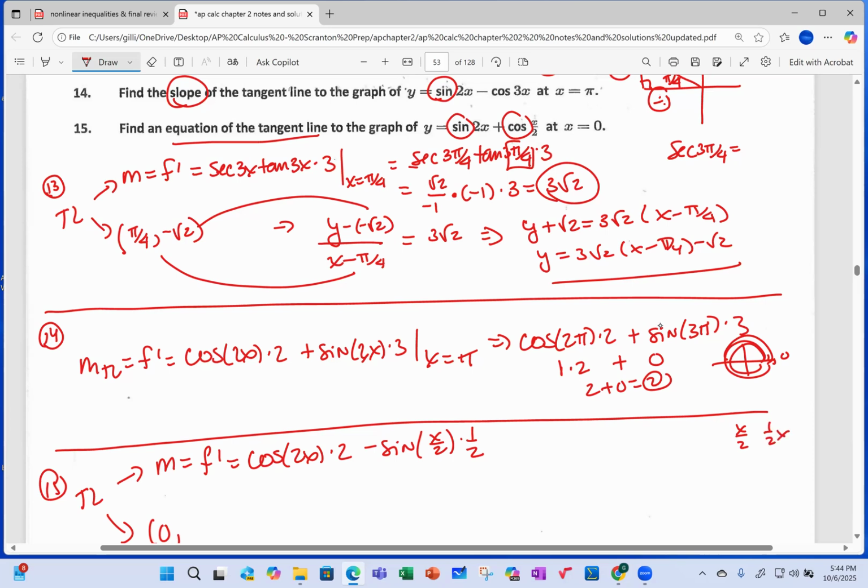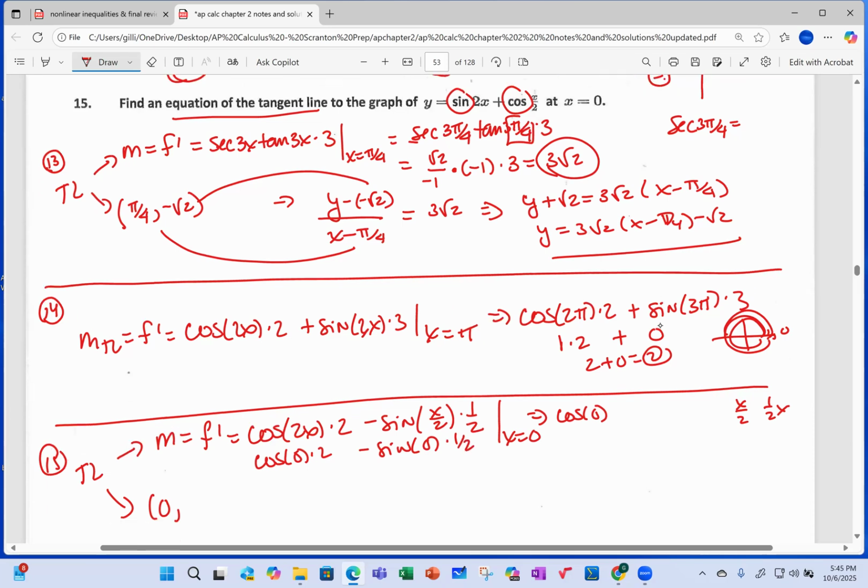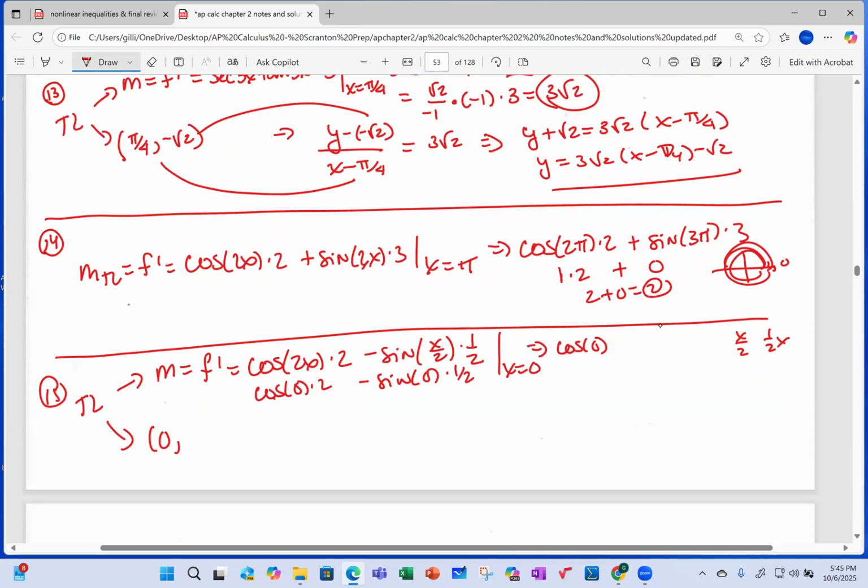I'm just going to replace x with 0 now. And this is going to produce the cosine of 0. I can actually do it right here, I guess, times it by 2. And the sine of 0 is 0 times 1/2 is 0. The cosine of 0 is 1 times 2 is 2. So that's 2.